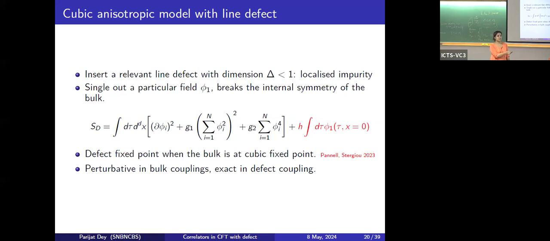So you can change the geometry of the defect and keep adding terms. Once you change the shape of the defect, you have more freedom, you can add more operators to that. So we did just the simplest case.